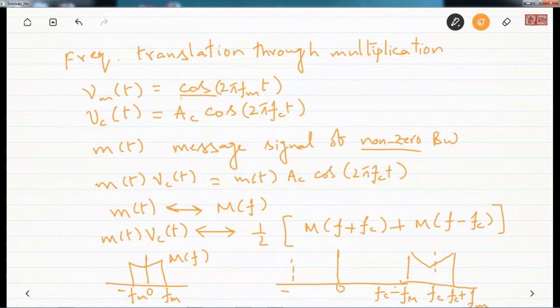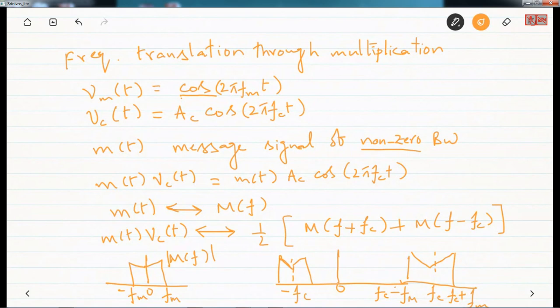I also asked you to check why we consider the frequency spectrum of the signal to be symmetric with respect to the origin. Unless the magnitude of M of f is symmetric and the phase is linear, it is no more a real signal. So this is all we did in the last class.